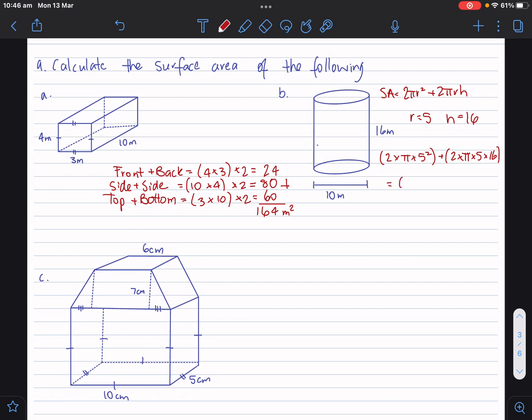And you get 659.734... I'm going to round this off to 2 decimal places again, even though the question doesn't tell me to, but I'm going to make that judgment. Meters squared to 2 dp. So you're just substituting into a formula there.